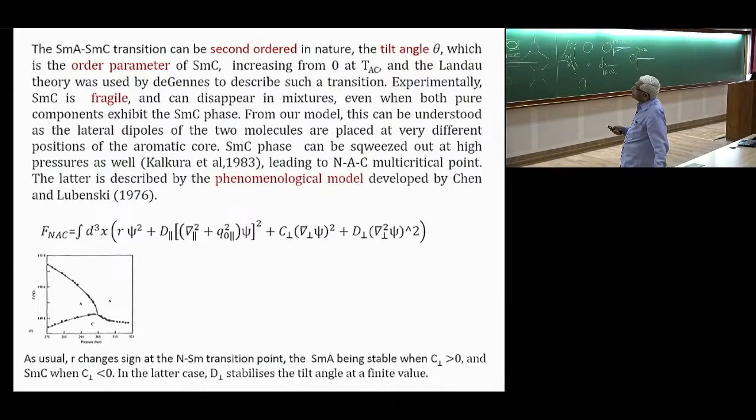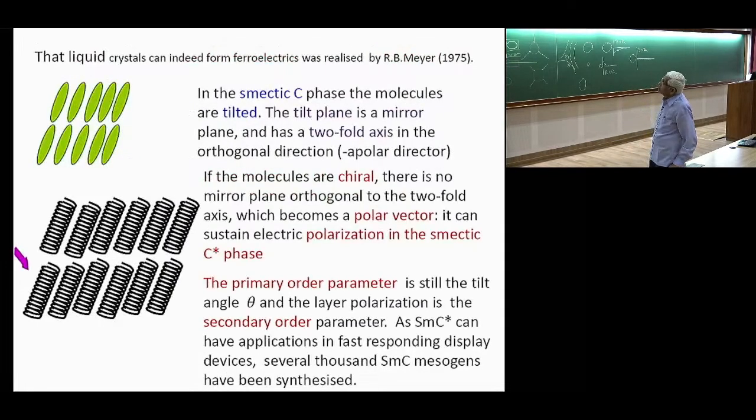The reason is, he said when C perpendicular becomes negative, then this tilts because there is a lateral component of the translational order parameter. And in order to stabilize the system, you need this higher order term. And this leads to what is called a multi-critical point, the NAC multi-critical point, which has a particular topology. And people have studied this, at one time this was a very popular subject.